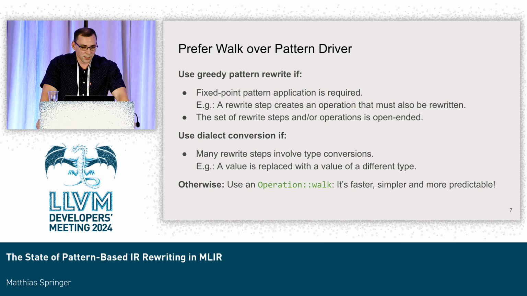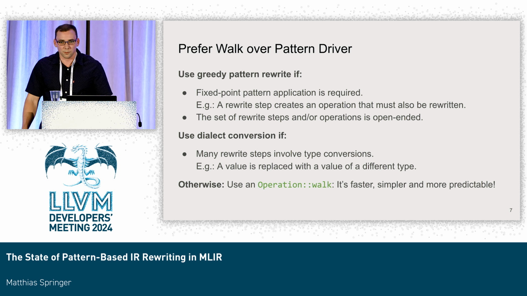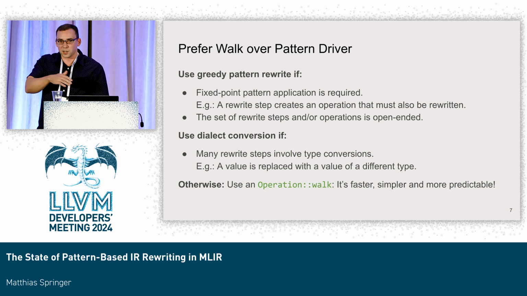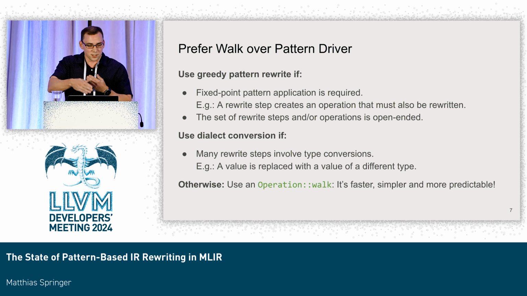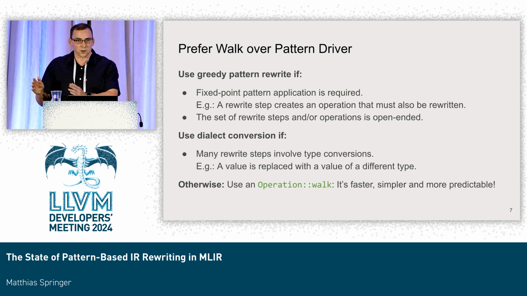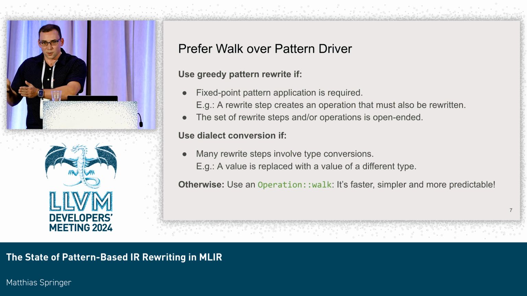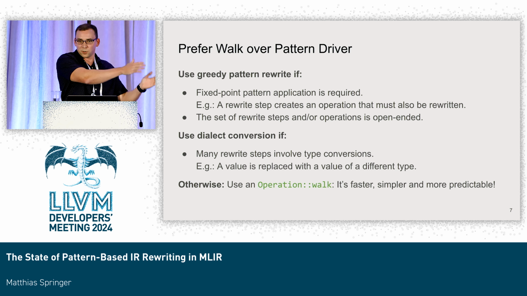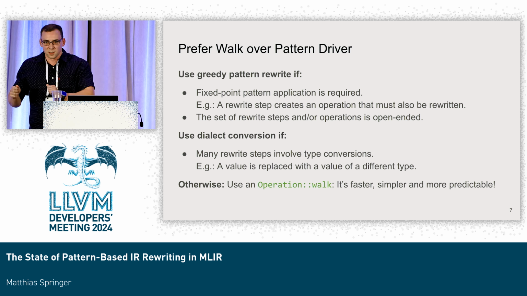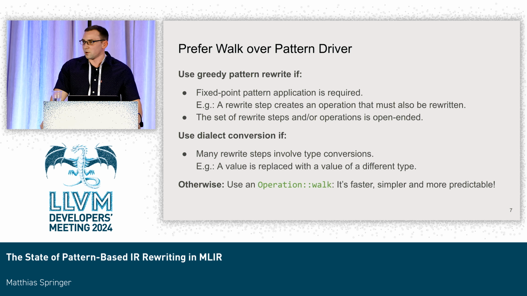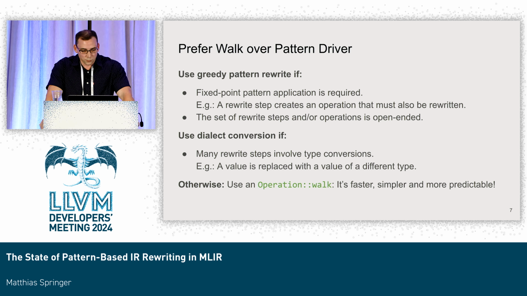You may want to use a greedy pattern rewrite if you actually need a fixed point iteration. So if you actually need to look at operations multiple times, you need to do something until nothing changes anymore. Or if you want to compose patterns, and maybe this set of patterns is open-ended, some of them coming from this one component, others coming from this other component. So this rewrite pattern set infrastructure provides a very nice way to combine these things and run it together. For the dialect conversion, it's really useful when you have type changes, meaning you replace an operation with values that have a different type. So the infrastructure will take care of inserting the necessary casts and so on. So that's when you would want to use a dialect conversion.